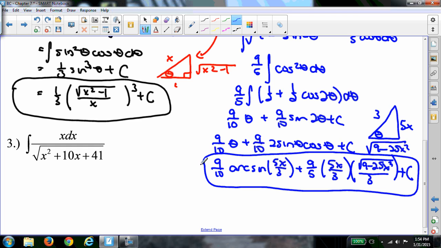Basically, with the trig substitution, you have 3 parts. You substitute in your theta, you integrate it with whatever trig techniques you need, and then you use the triangle to return it back to the original variable.